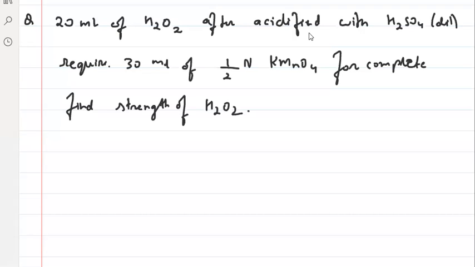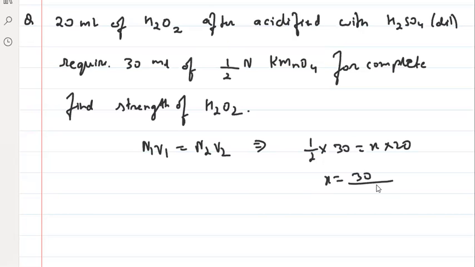Yes, Nishita, very good, correct. So see, in this case, normality is given, right? You just have to use N1V1 is equal to N2V2. Nothing more than that, right? So what is N1? N1 is 1 by 2 into 30 is equal to, this we know, 2x into 20, right?